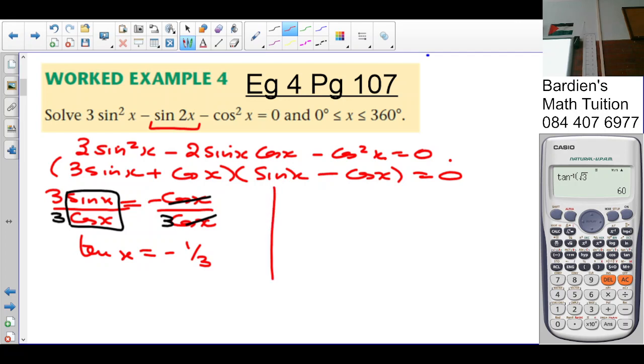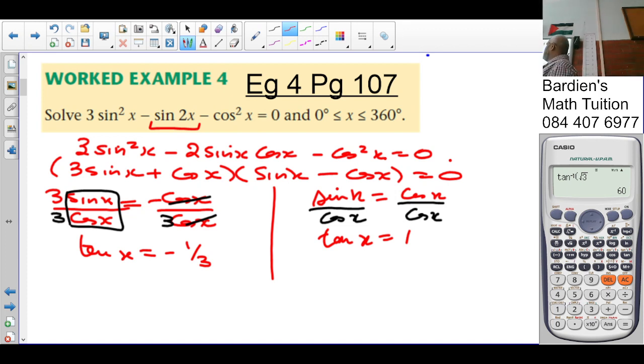On the other factor, we got sine of x minus cos of x equal to 0. So sine of x equals cos of x. Sine over cos is tan. So we have tan of x is equal to 1. And from here, general solution. Okay?